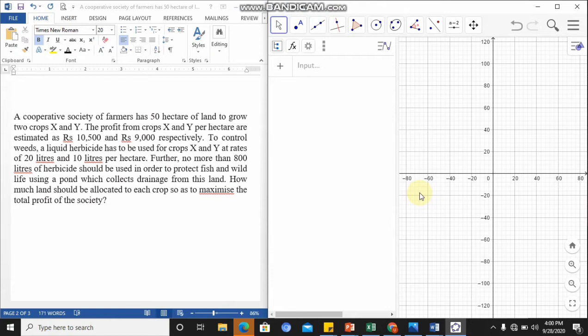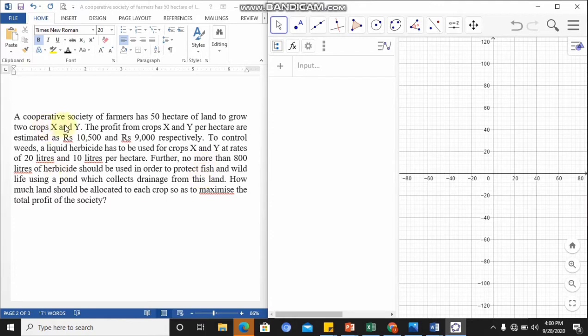My name is Unzil Maughfiroh Firdausi, and now I'm going to explain how to solve a linear programming problem using the GeoGebra application. So here, I have a problem.